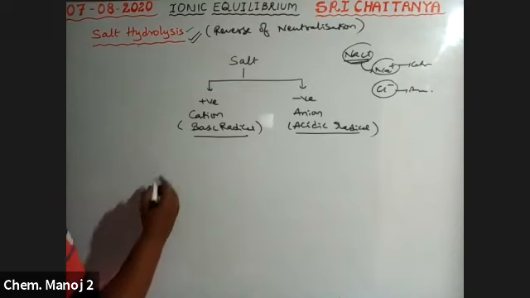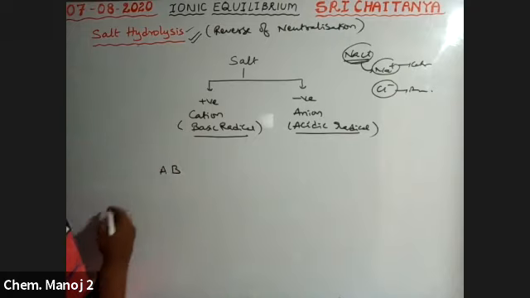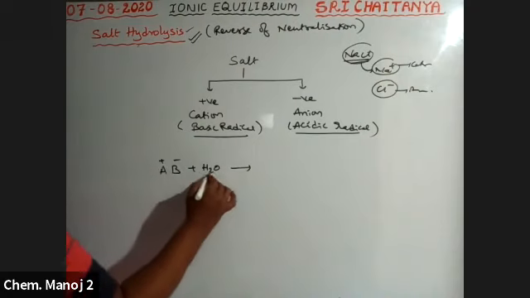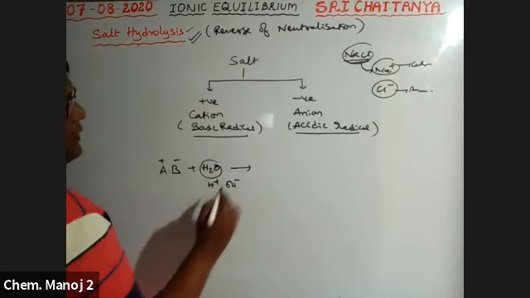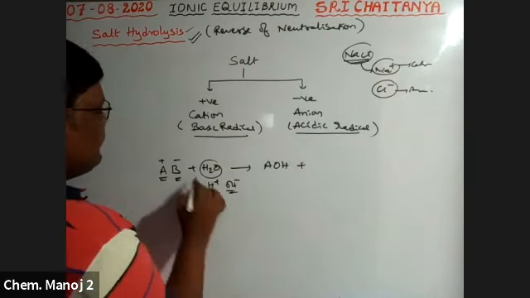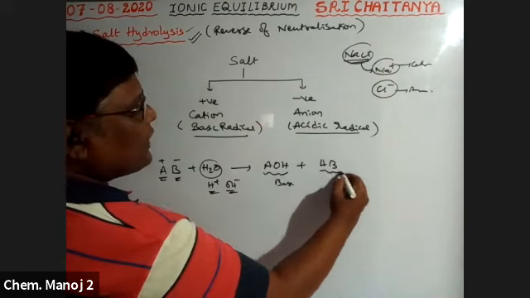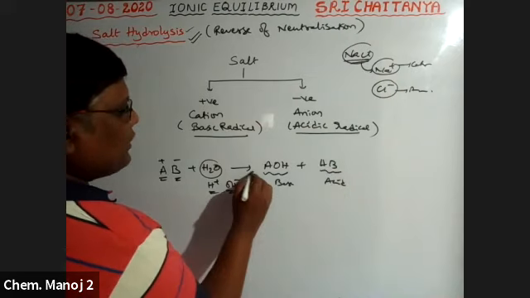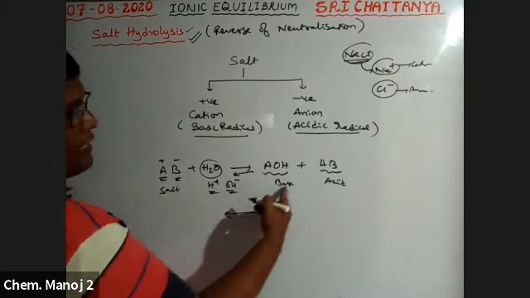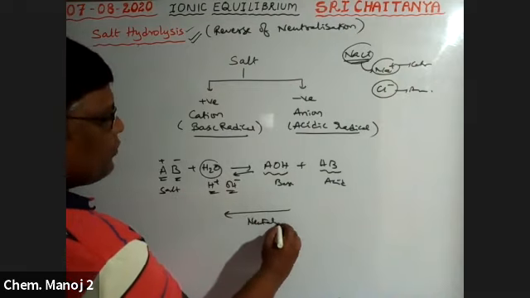Let us take a salt, A plus B minus, which reacts with water, H2O, that is H plus and OH minus. The A plus and OH minus combination gives AOH, and the B minus and H plus combination gives HB. What is this? It is a base. What is this? It is an acid. Acid plus base gives salt and water. So the backward reaction, where acid and base react with each other to form salt and water, is the neutralization reaction.